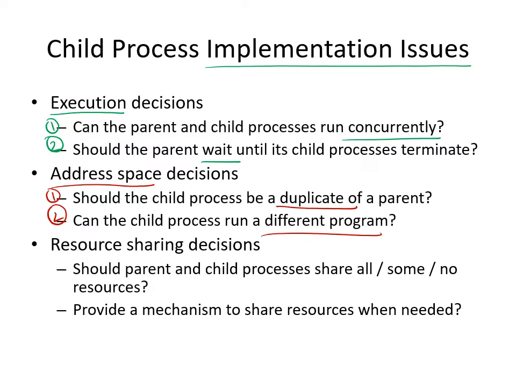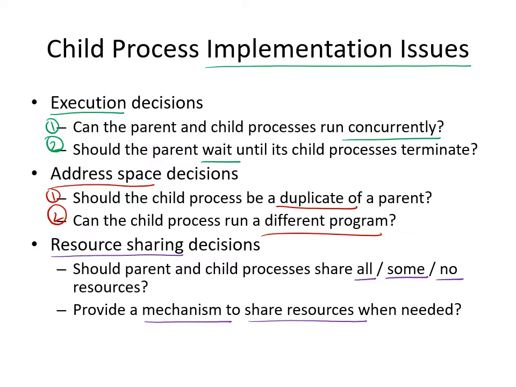The third key decision or choice is with respect to resource sharing. Here again, there are several possibilities. Whenever a new child process is created, the question is whether the child process should get a share of all of the parent's resources, basically access to all of the parent's resources, or maybe the child process gets access to a smaller subset of the parent's resources, or maybe the child does not get access to any of the parent's resources, and we instead provide separate mechanisms for resource sharing whenever the parent and the child processes need to collaborate.